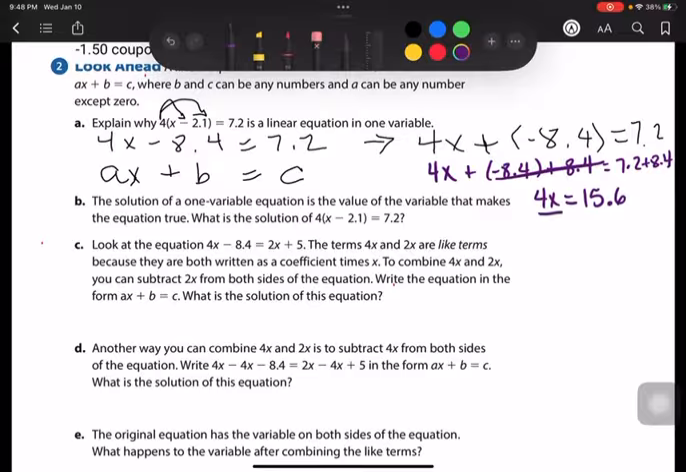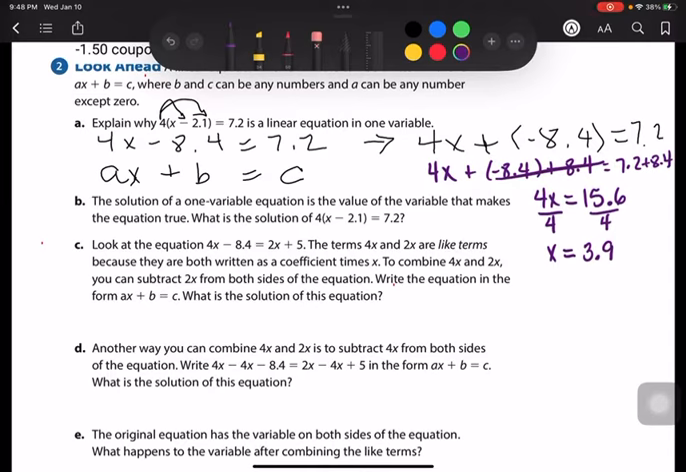Now to solve this, I have to divide both sides by the coefficient 4. So x equals: 4 goes into 15 3 times. 3 times 4 is 12. 15 minus 12 is 3. If you bring down your 6, you have 36. 4 goes into 36 9 times. Basically, I was doing long division in my head.